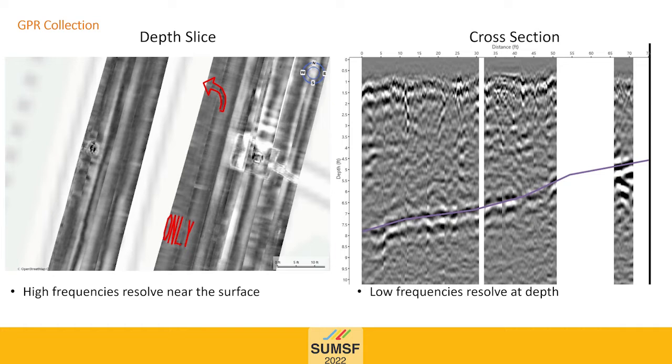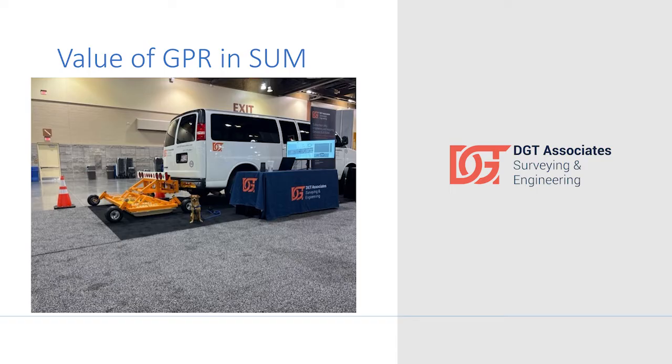On the right is a cross section, so we can see all the way down to about 8 feet, which is quite deep for Boston with the soil that we have there. 8 feet is pretty deep for us, and that's our lower frequencies penetrating deep down, and we can see the top of a pipe with that, and I've traced it out in purple. So the benefit of this is we're collecting all this data simultaneously, the high frequency and the low frequency.